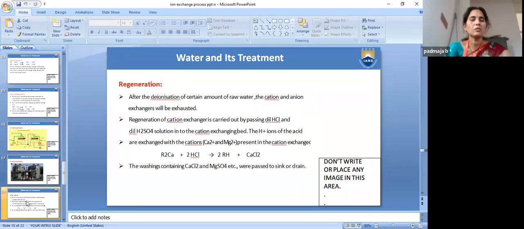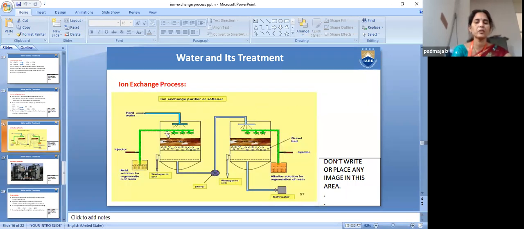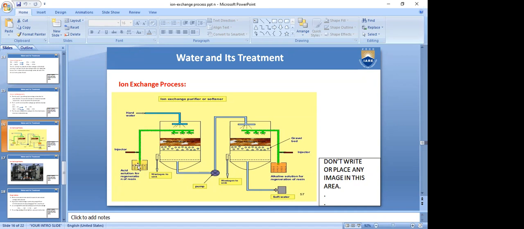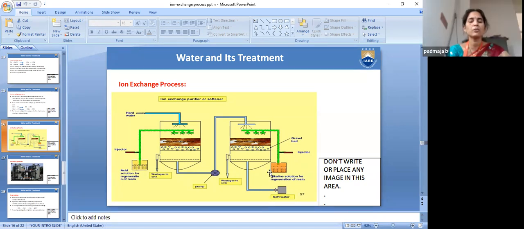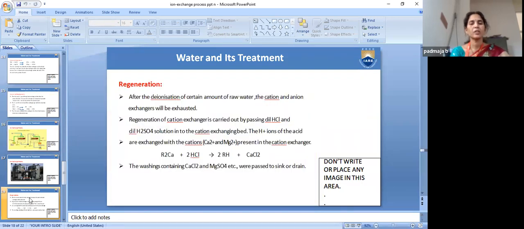So for regeneration, we are arranging two solutions here. You can see in the diagram. On the left side, in one container, we have taken acid solution, HCl solution. On the right side, you can see one more container. We have taken a sodium hydroxide solution. So we'll go for regeneration.